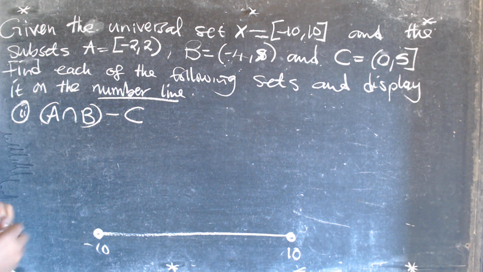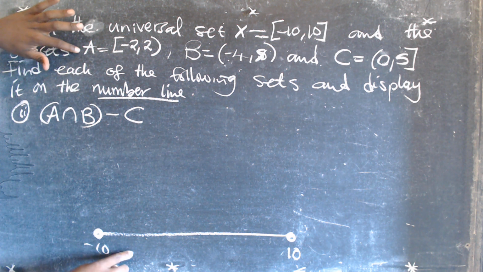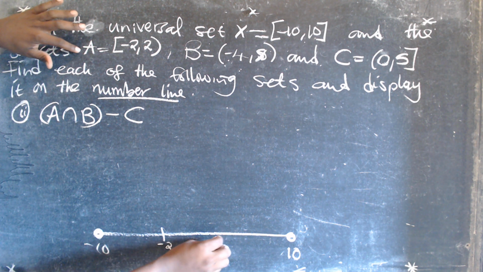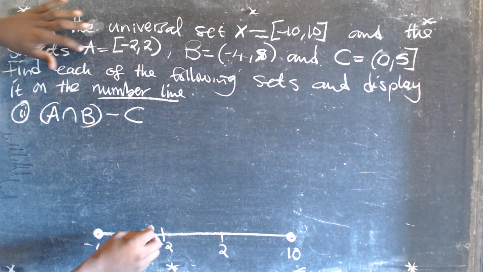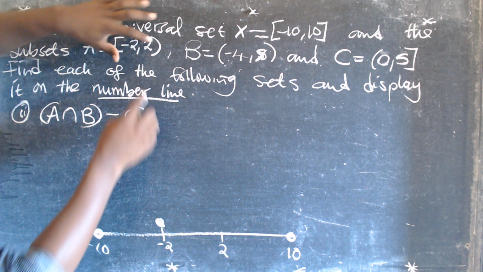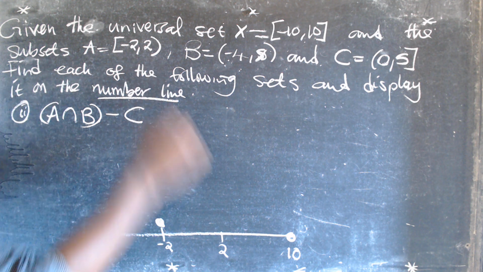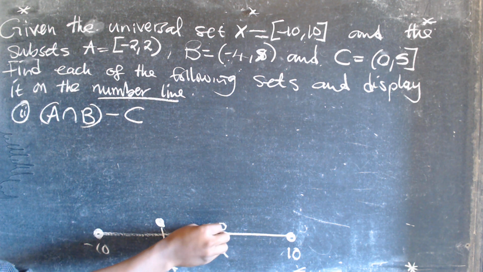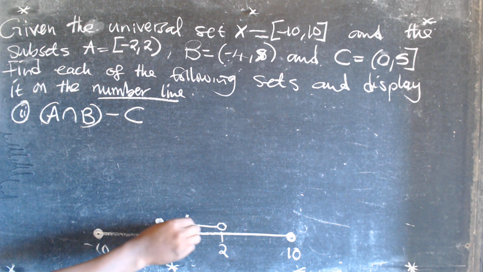Now, here we have A intersection B. So we can show A on the number line. We have negative 2 to 2, where both numbers, okay, this number is part of the set, and this one is not part of the set, according to the bracket that is used. This one is closed, this one is open, so this 2 is not part of the set. To show that this is set A.